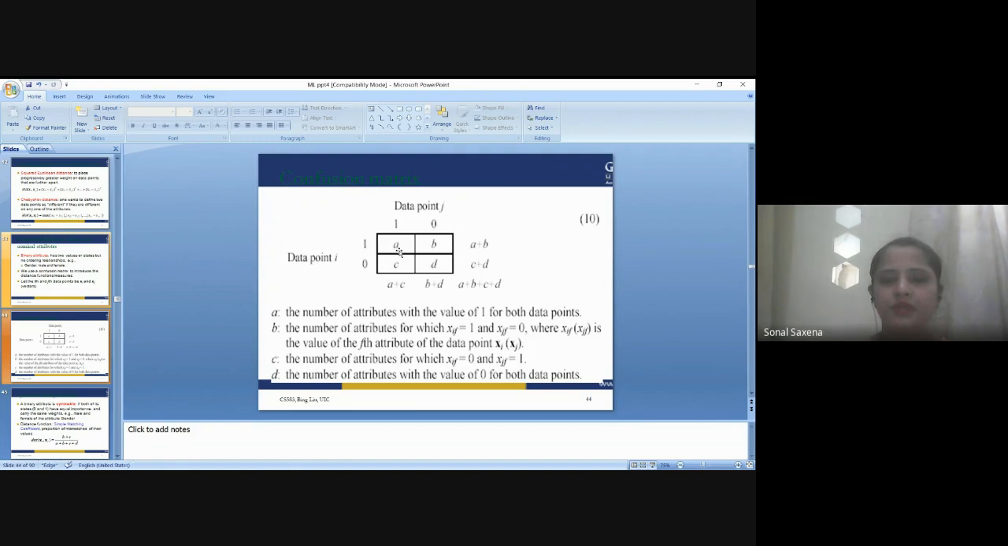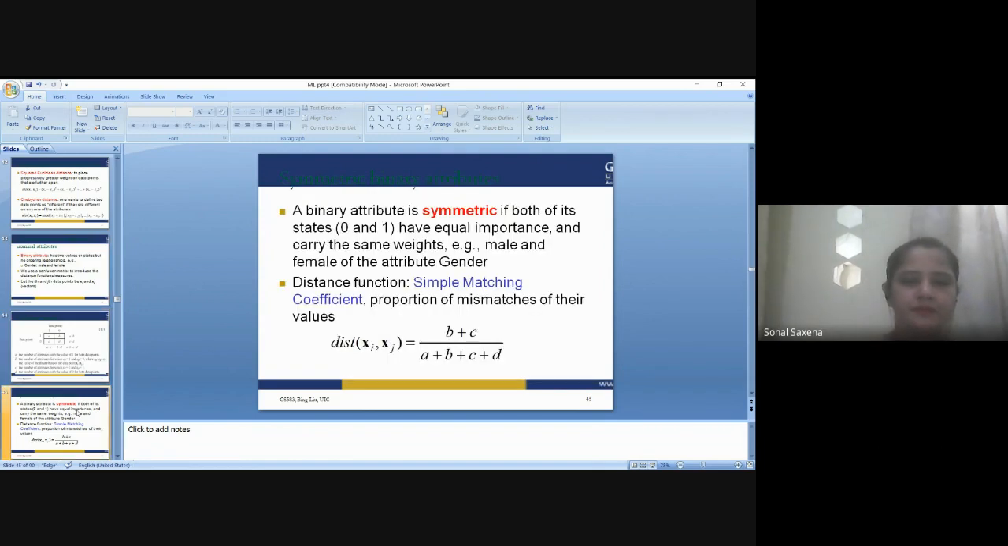So here, a is the number of attributes with the value of 1 for both the data points. For b, the number of attributes where xi is 1 and xj is 0. Similarly for c, xi is 0 and xj is 1. And the number of attributes with the value of 0 for both the data points is d. Okay, so this is the confusion matrix.